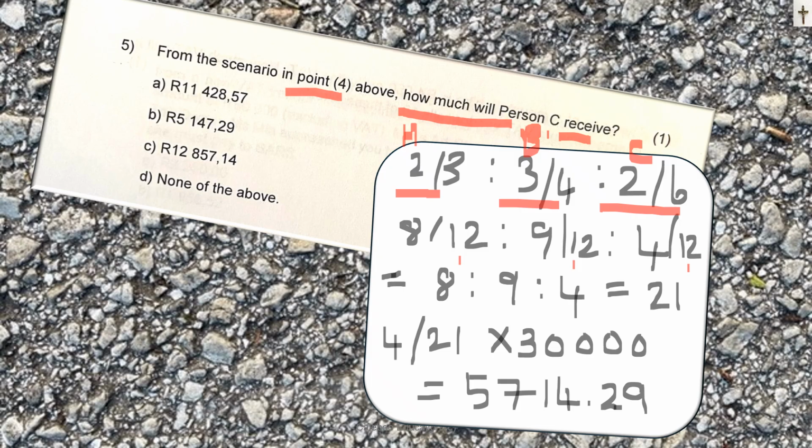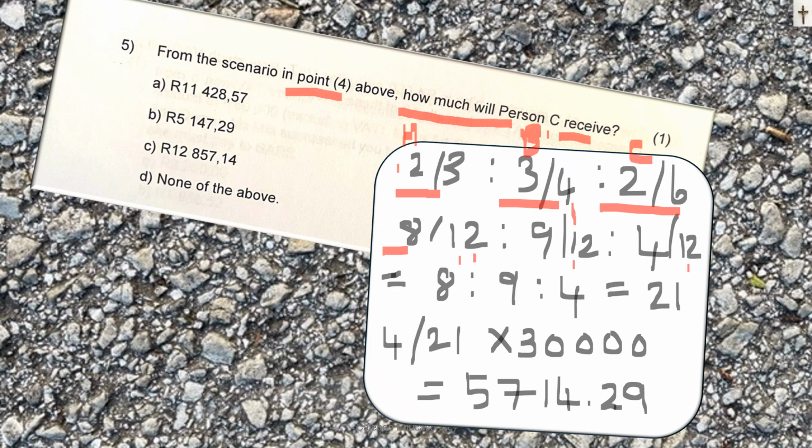get the lowest common denominator, which we did was 12. So 2/3, if I said 3 times by 4 is equal to 12, what I do to the denominator, I must also do to the numerator. So if I said 3 times by 4 is 12, I say 2 times by 4 is equal to 8, because what you do to the bottom, you must do to the top.